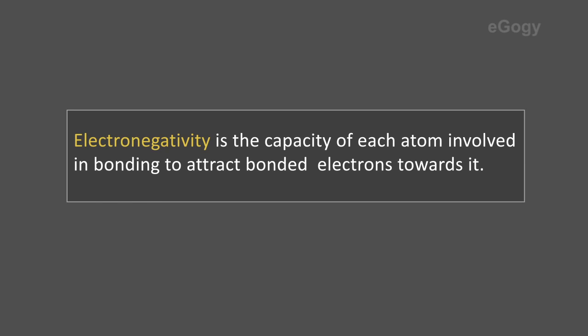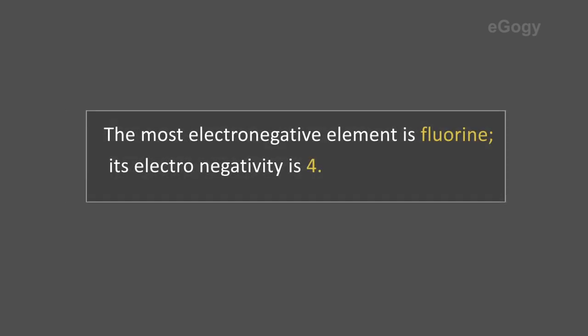Electronegativity. Electronegativity is the capacity of each atom involved in bonding to attract bonded electrons towards it. The most electronegative element is fluorine. Its electronegativity is 4.